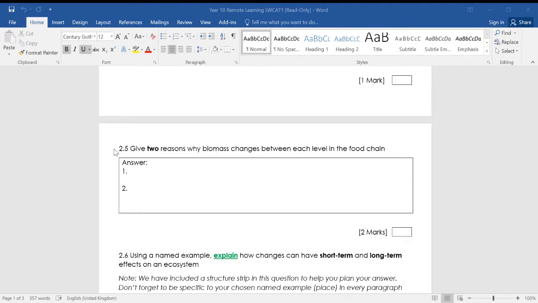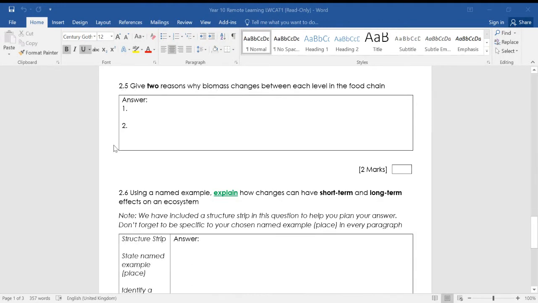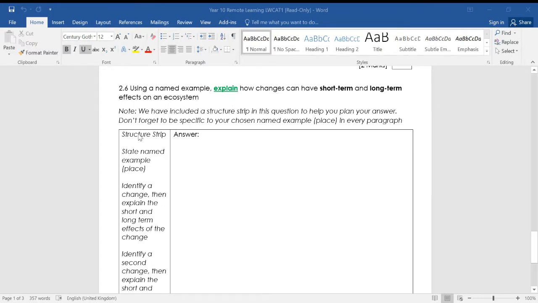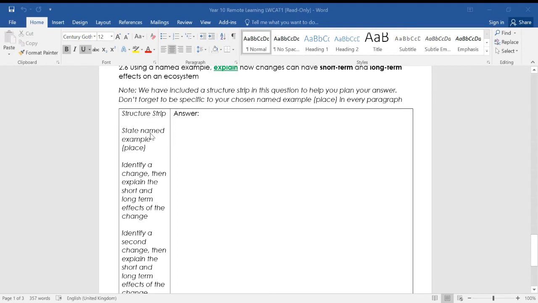And then to finish off, a slightly longer question. This is a 6-mark question, and it says, using a named example, explain how changes can have short-term and long-term effects on an ecosystem. We've given you a little structure strip to help you, so you can use that as a framework for your answer. We've said here, don't forget to be specific to your chosen named place in every paragraph.